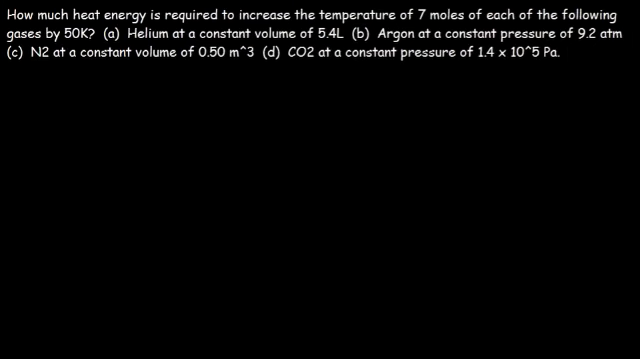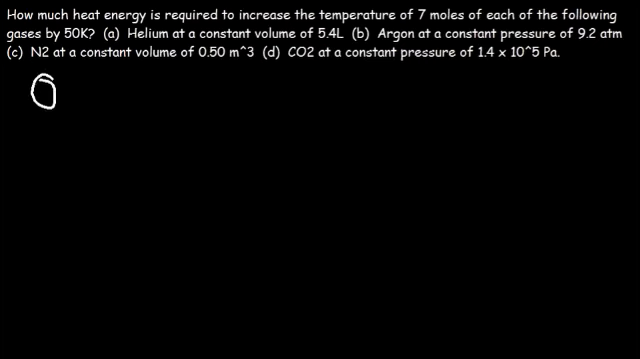Now, what about part B? At a constant pressure of 9.2 atm. By the way, if you have the change in temperature, you really don't need to use the value of the volume or the value of the 9.2. It's only important if you don't know the change in temperature.